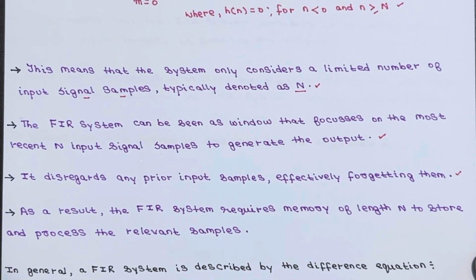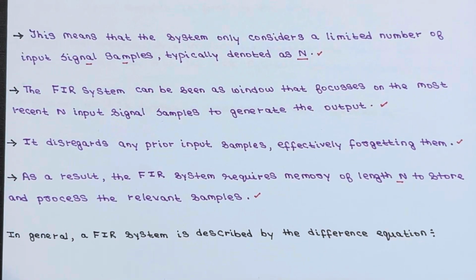As a result, the FIR system requires memory of length N to store and process the relevant samples, as it is dealing with only the N samples of the input. Hope it is clear to you. I am repeating once again, what is an FIR system? In an FIR system, the impulse response consists of a finite number of samples. That's all you have to know as of now.